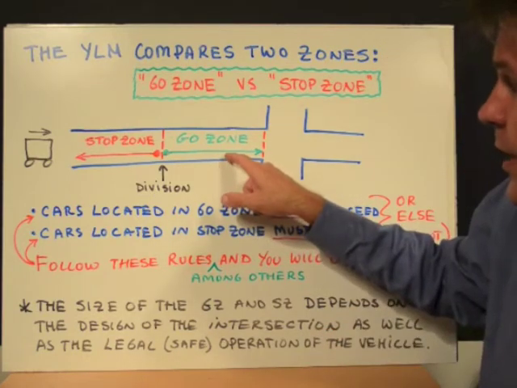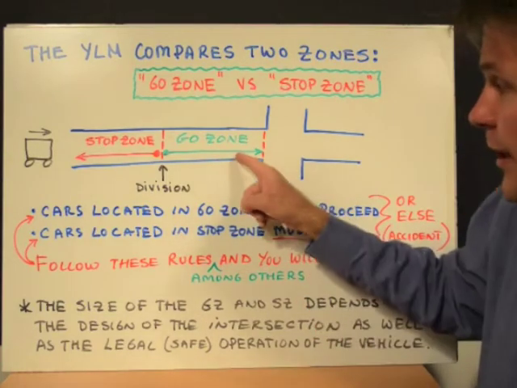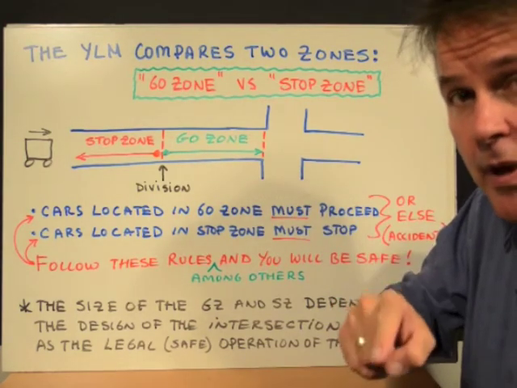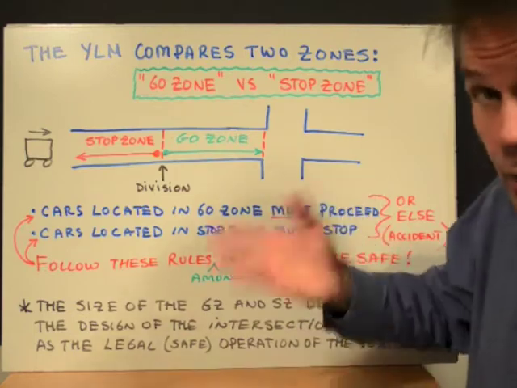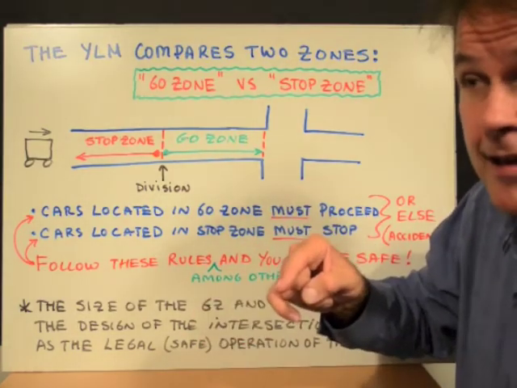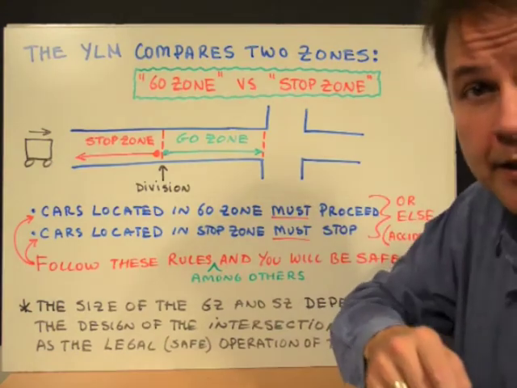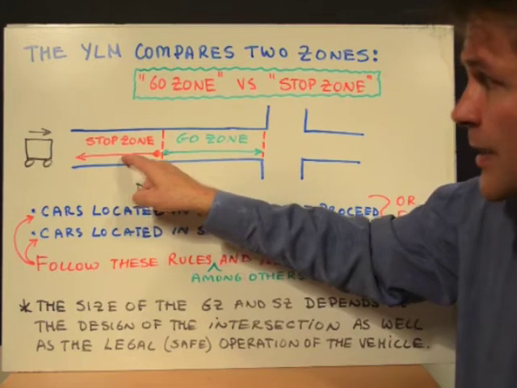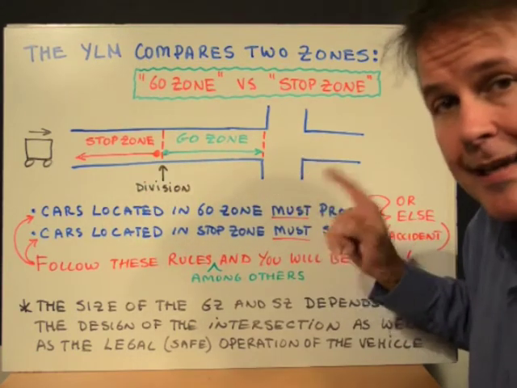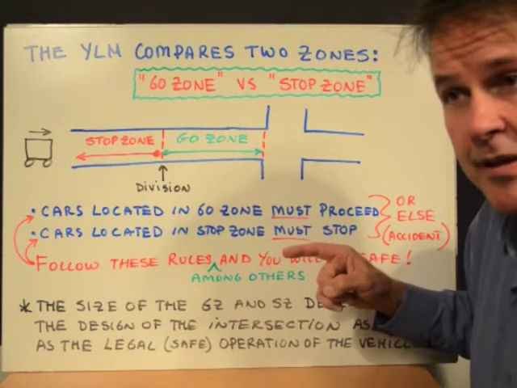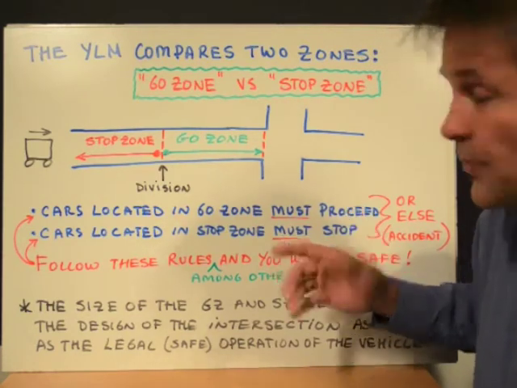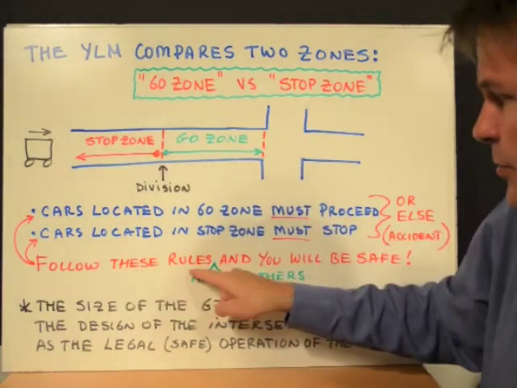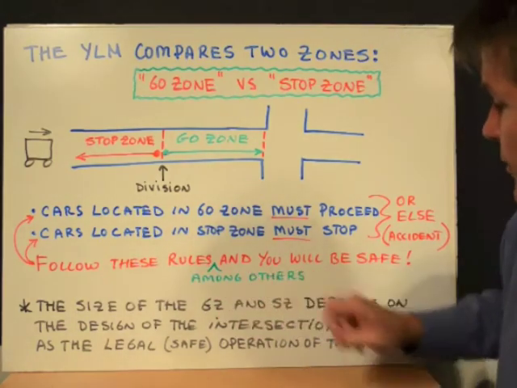If you're in the go zone and you stop, most likely what will happen is you will skid into the intersection. And if you're in the intersection when the light is red, you've broken the law. What's worse is if you're in an intersection when there's a red light, that means the cross traffic has a green light and you can cause an accident. If you're in the stop zone and you continue through, you will be in the intersection when the light is red, so that's the same problem. So if you're in the go zone, go through. If you're in the stop zone, you must stop. You have to follow these rules, among other rules, and you'll be safe.